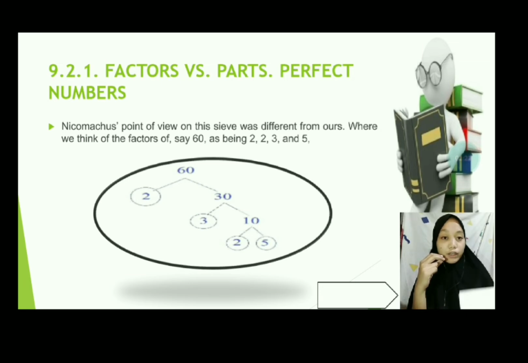So Nicomachus's point of view on this was different from ours. So for example, 60. Usually, we think that the factors of this number are 2, 2, 3, and 5. But Nicomachus's view is different.